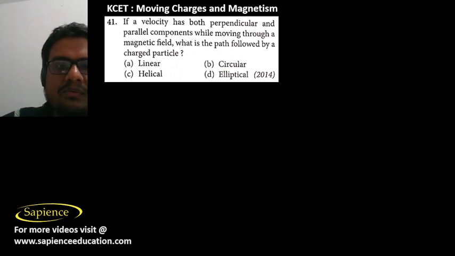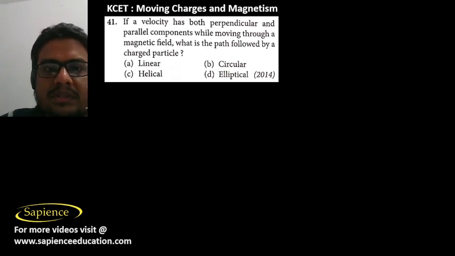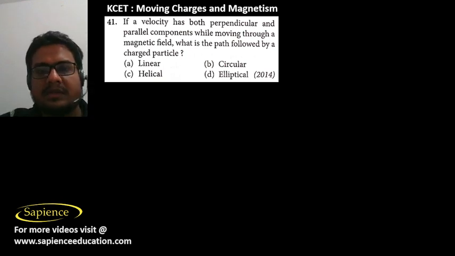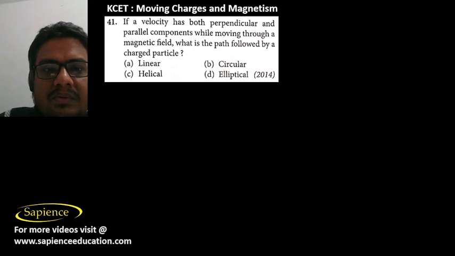Then in question number 41, it is told if a velocity has both perpendicular and parallel components while moving through a magnetic field, what is the path followed by a charged particle?